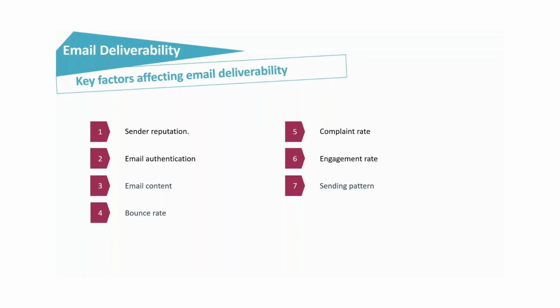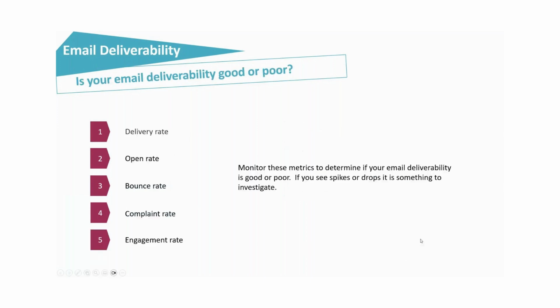Sending pattern is incredibly important as well. ESPs can track the volume and frequency of your mail, and your deliverability could be negatively affected if you send larger volumes at once. So if you do spike sending, I'll come back to that sort of thing later as well.